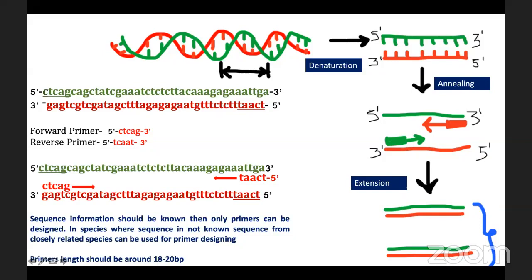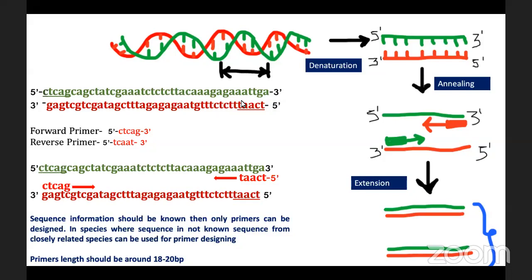For simplicity, and to make you understand, because sometimes it becomes very difficult to understand all these things, I have given a sequence here. I hope you are able to see it. I have given this DNA sequence double-stranded. I haven't shown the bonding between the strands, but this green and this red strand are basically the double-stranded DNA. If you have this sequence, you can easily design primers from it.